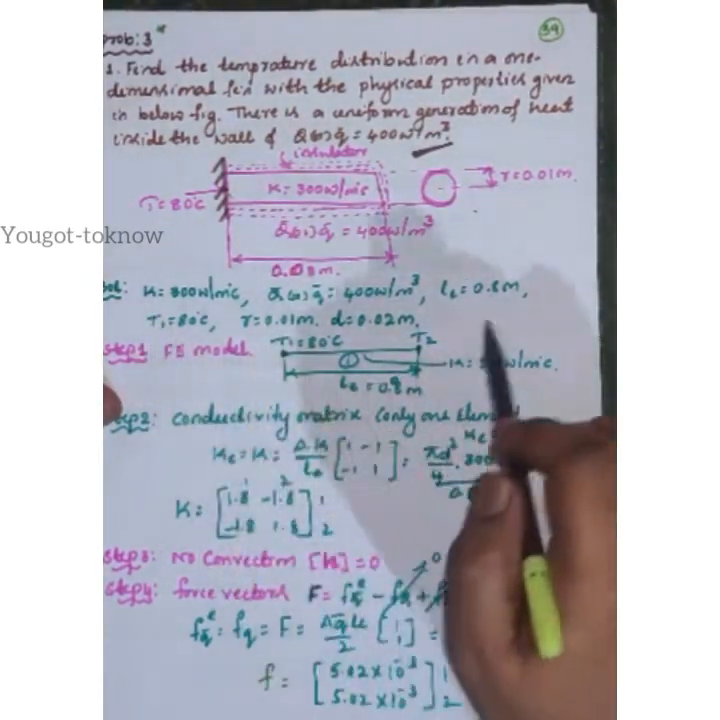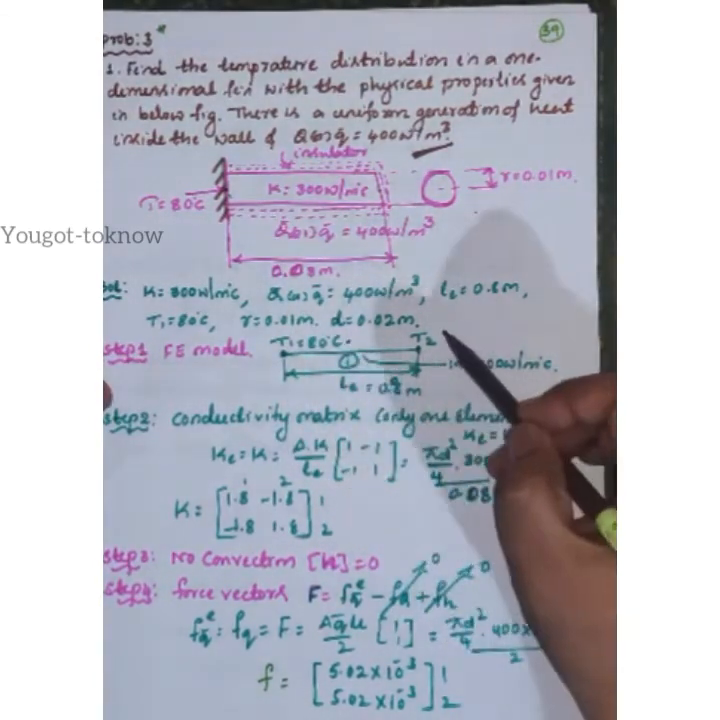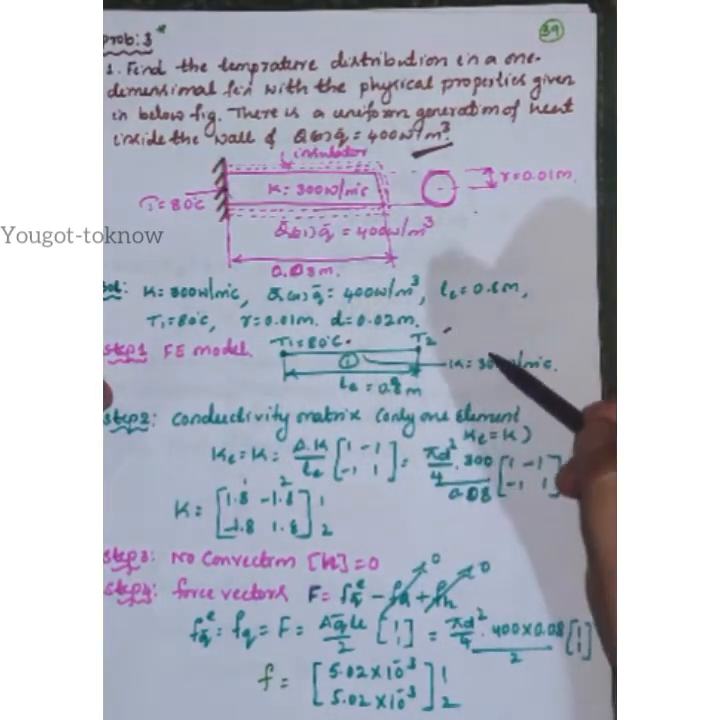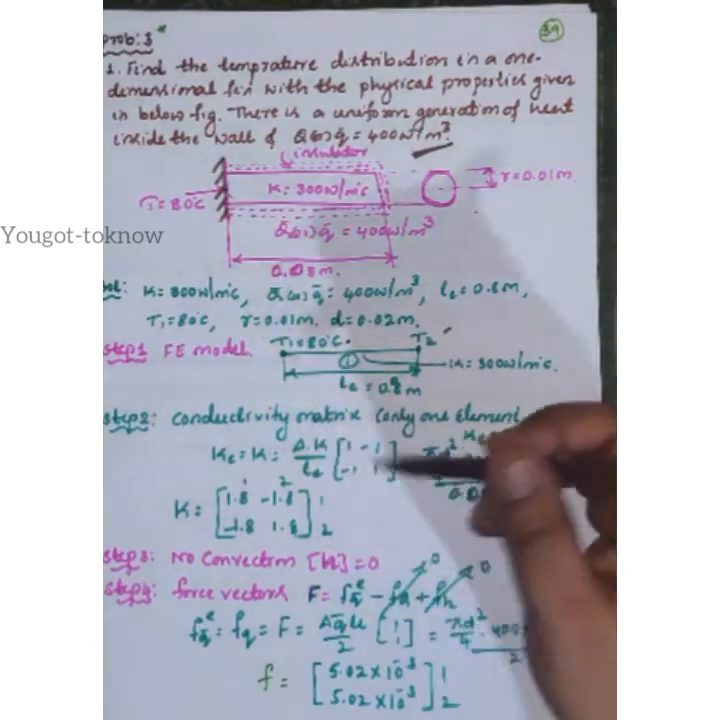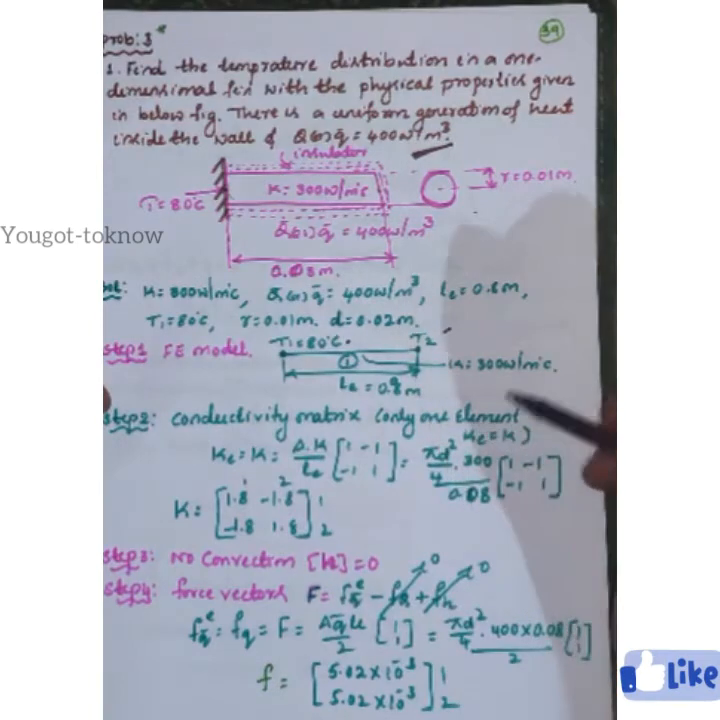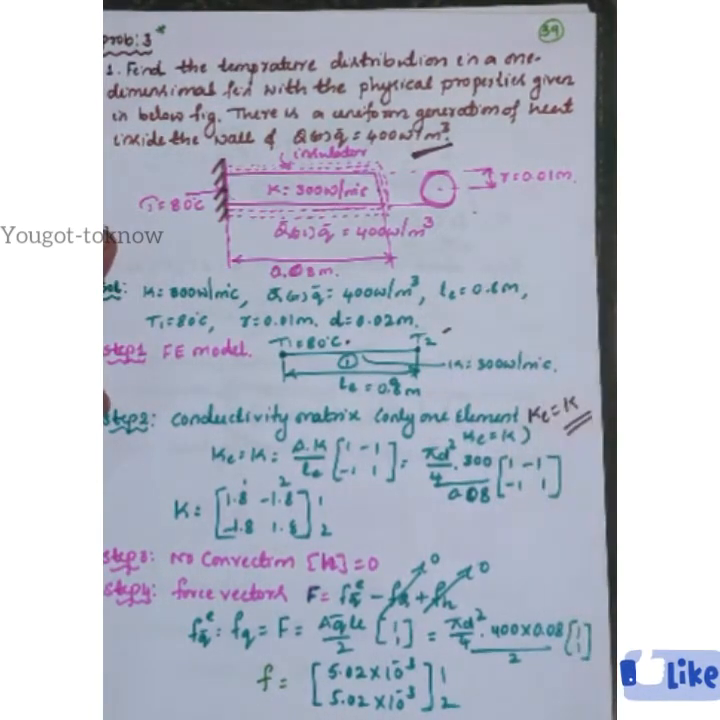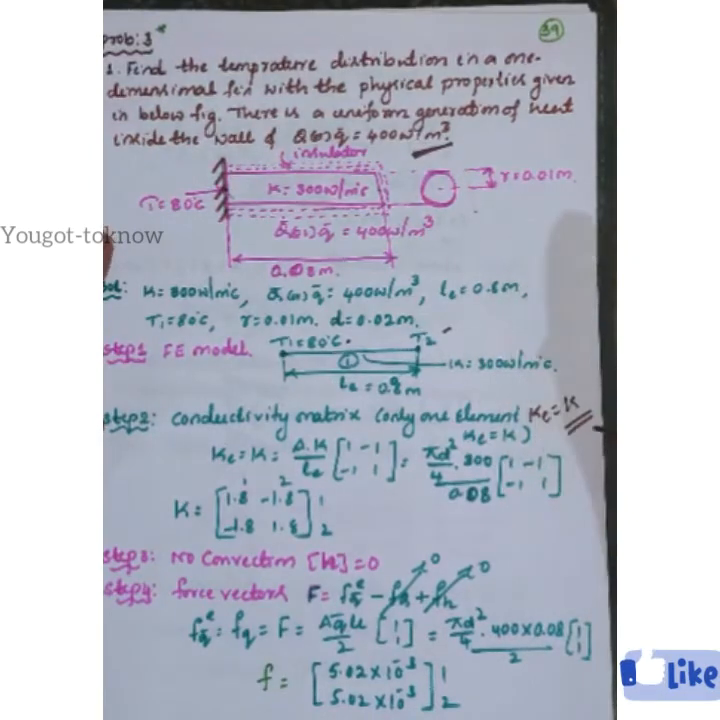See, I have written all the dimensions or data given here. First, I will go with the FE model. I will write T1, T2, then the length of the element is 0.08 meter, K value is given. Now, procedure is same. First, go for step 1, that is the conductivity matrix. See, only one element is there, so whatever Ke we are going to get, we call it K.